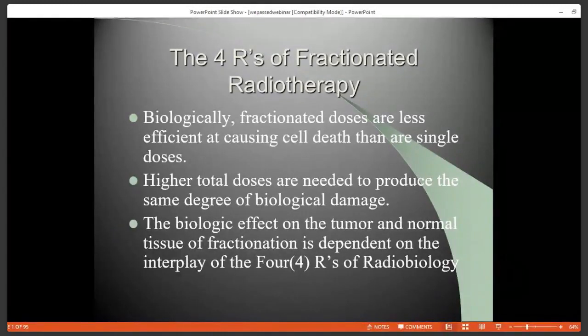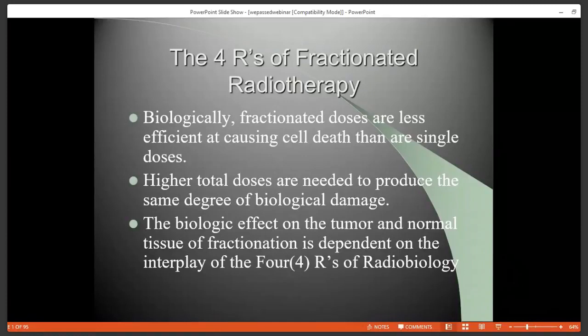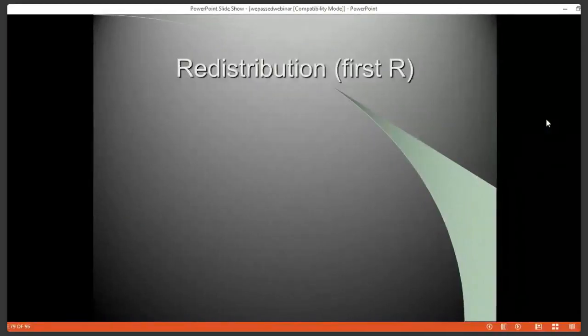The biological effect on the tumor with fractionation is dependent on the interplay of these 4 R's that we are going to look at now in radiobiology. Of course, they are very important when we look at radiation therapy with fractionated doses. So the first R we're going to look at is redistribution.